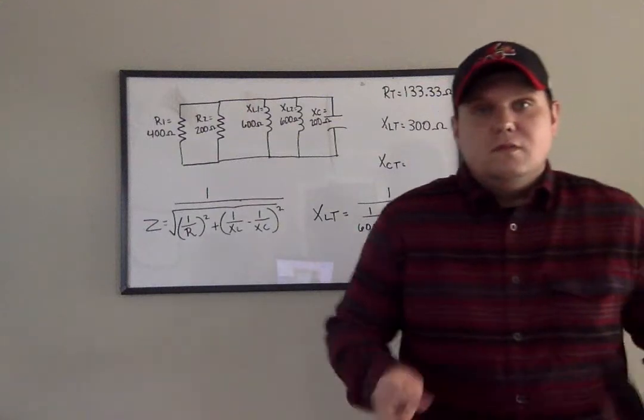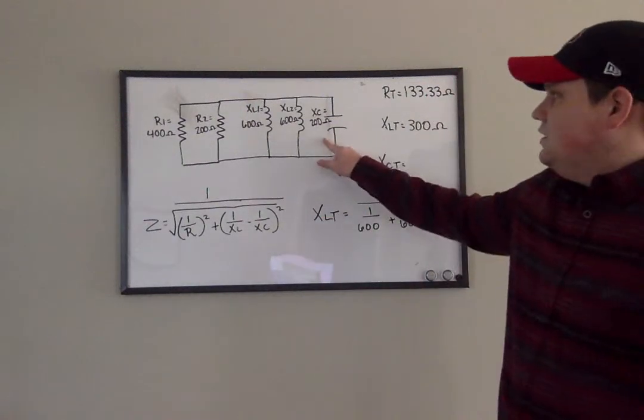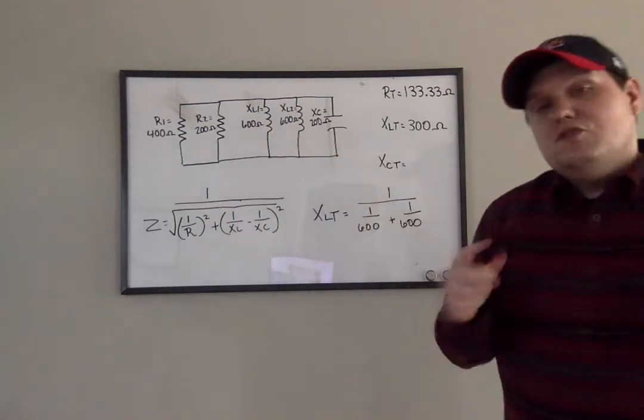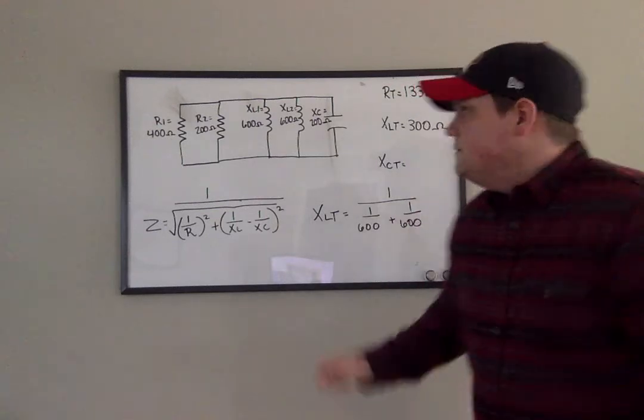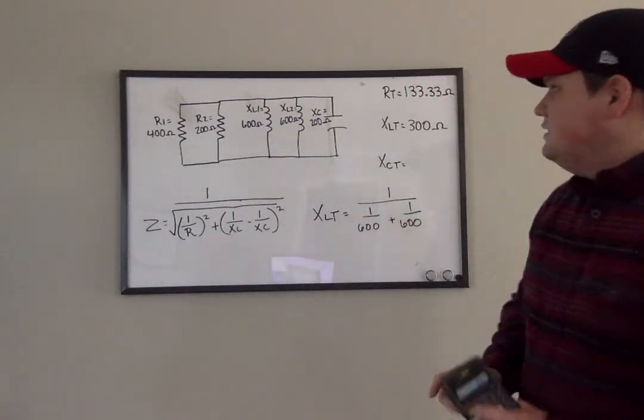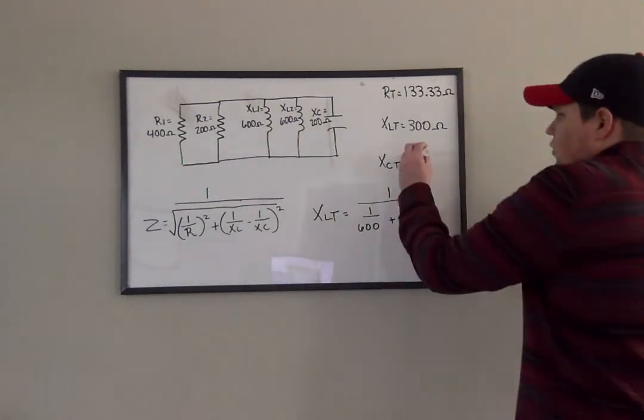Now, capacitive reactance is really easy. There is only one of them. So if there's only one of them, there's nothing to parallel that with yet. So capacitive reactance total is just this lone 200 ohms.